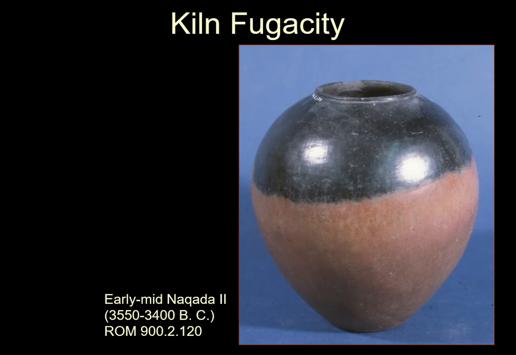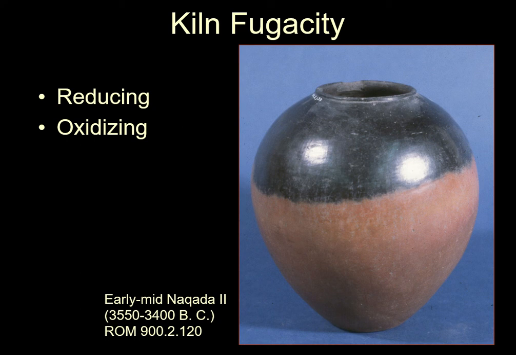So another important thing about kilns is they have this thing called fugacity. And you have reducing and oxidizing. Oxidizing means there is oxygen in the kiln, and that'll have an effect on the color of the pottery. In this, just a burnished vessel, where it's oxidized, it's red. Where it's reduced, it's black. How this vessel has two, I'll leave you to conjecture. Maybe we'll talk about it later.